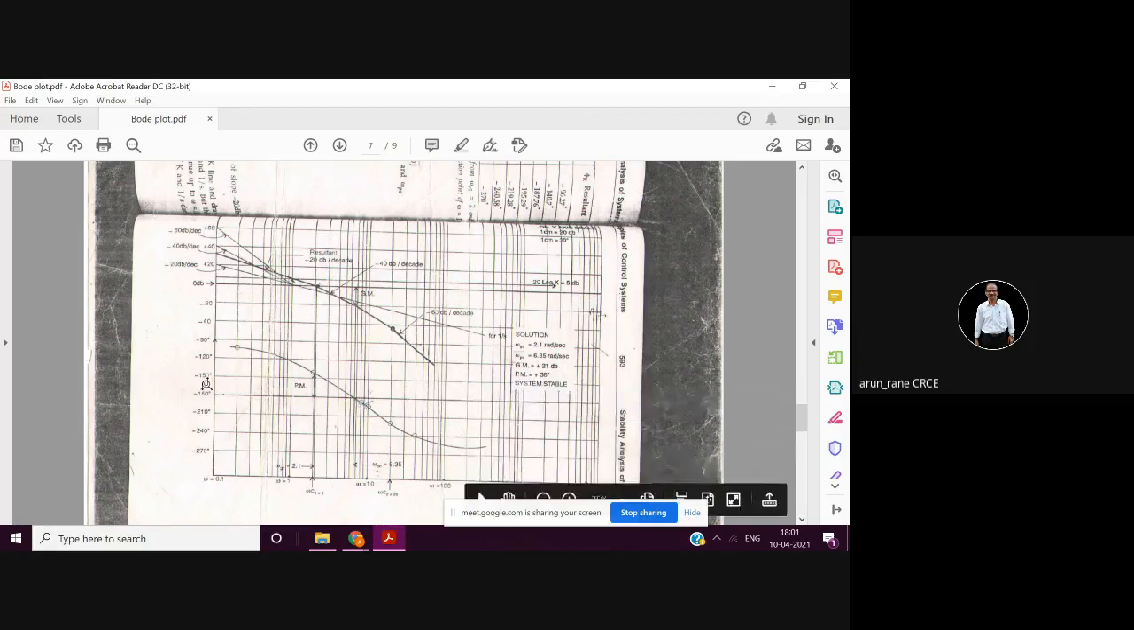Phase plot, it is very simple. With a suitable scale, you have to draw a line at minus 180 degree. Okay, this is minus 180 degree. Then at 30 degree intervals, you go on drawing a line. So this is minus 150, 120, 90, like that. And then here also 210, 240, 270.